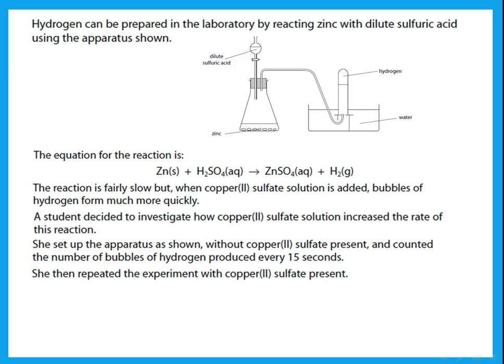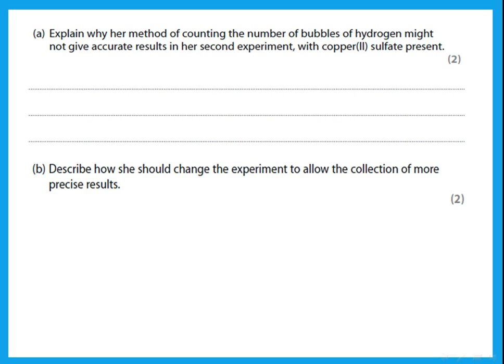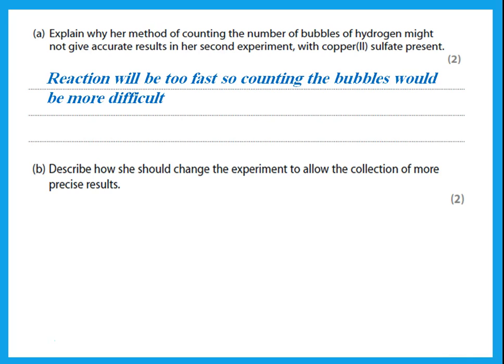Now, at the beginning, if the reaction is slow, you can see the bubbles going out. So you can count them, 1, 2, 3. But what if when you add the copper sulfate, the reaction is very fast? Will you be able to count the bubbles as they come out? So, the reason the method of counting number of bubbles might not give accurate results in her second experiment is that with the copper sulfate, the reaction probably will be too fast. So the bubbles will be coming out very quickly, and counting the bubbles would be more difficult.